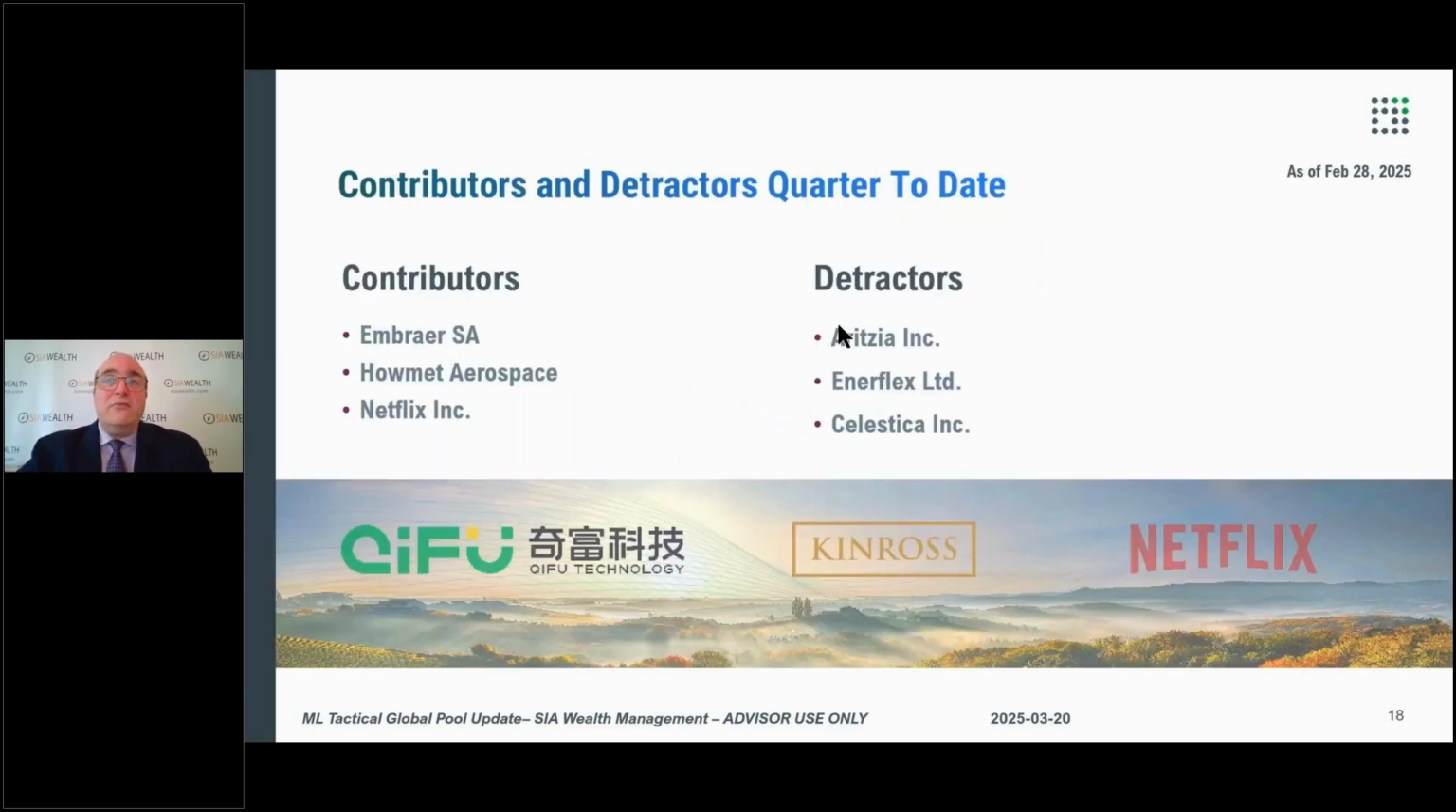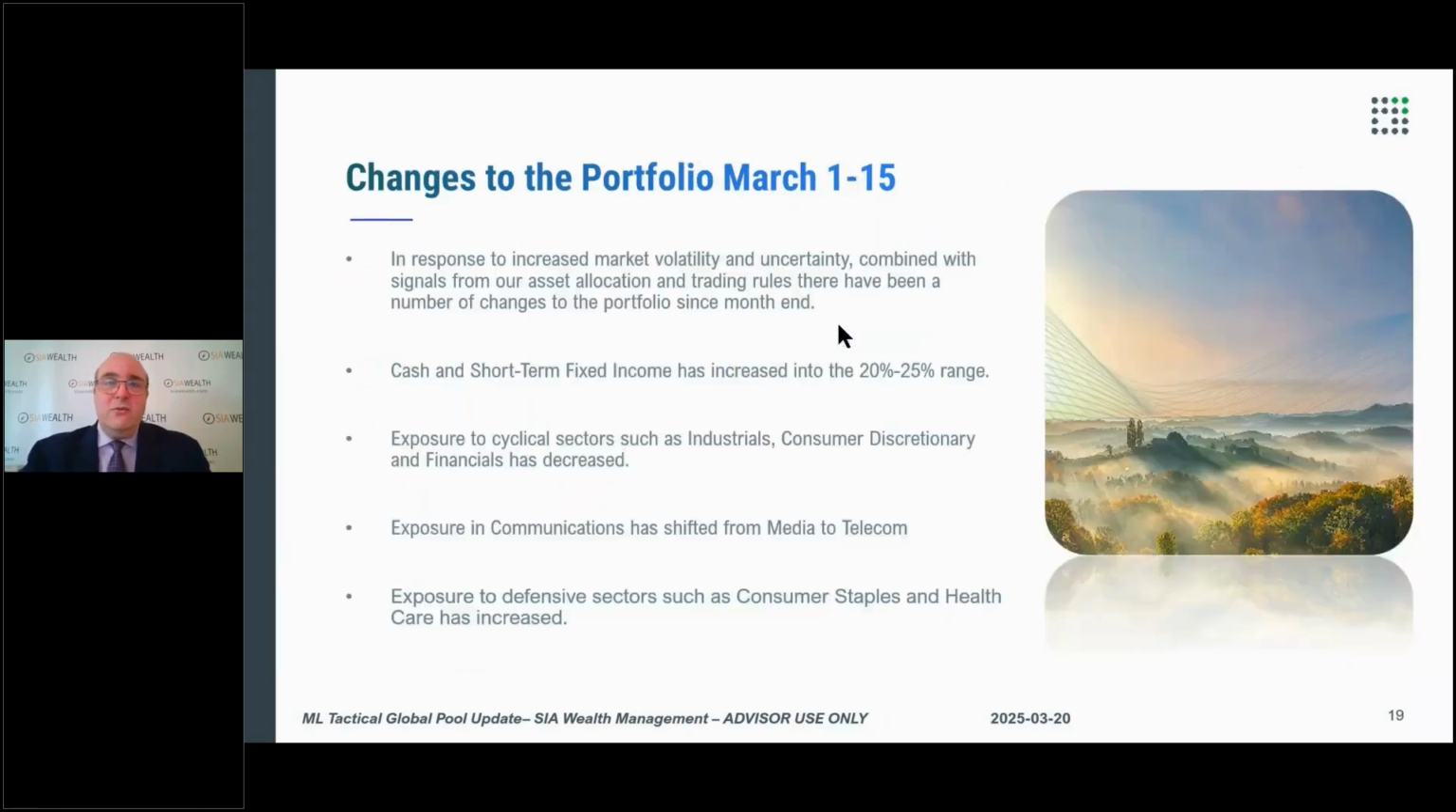In terms of contributors and detractors for January and February, the aerospace sector has been very strong. Embraer and Howmet were among the largest contributors, plus Netflix. Among our detractors, we're seeing Celestica in technology, Enerflex in energy, and Aritzia, a retailer, in consumer discretionary. Those three are all Canadian stocks. So we're seeing strength in the U.S. and international, weakness in Canada, and it's a continuing theme that we've seen over this year so far.